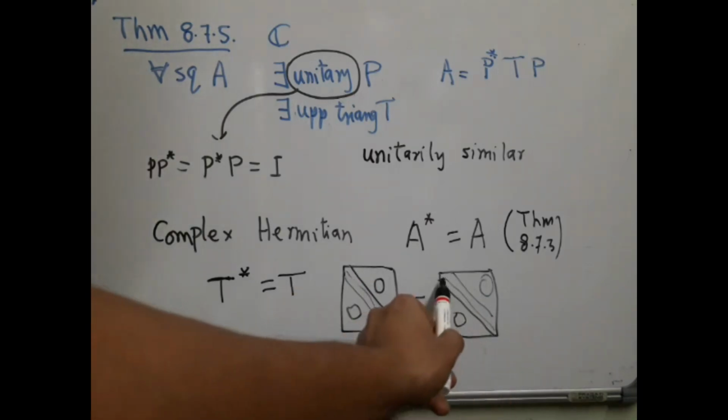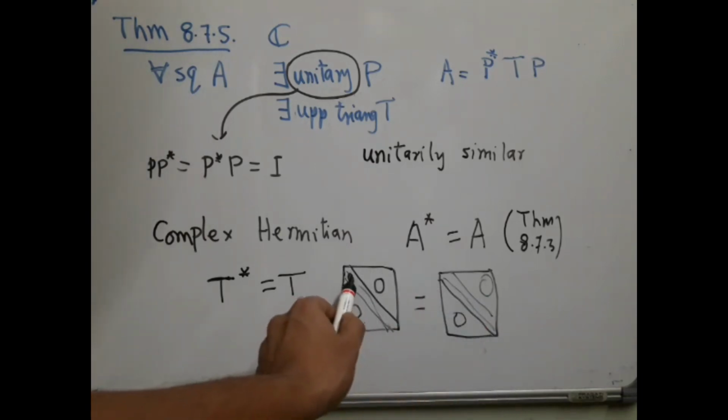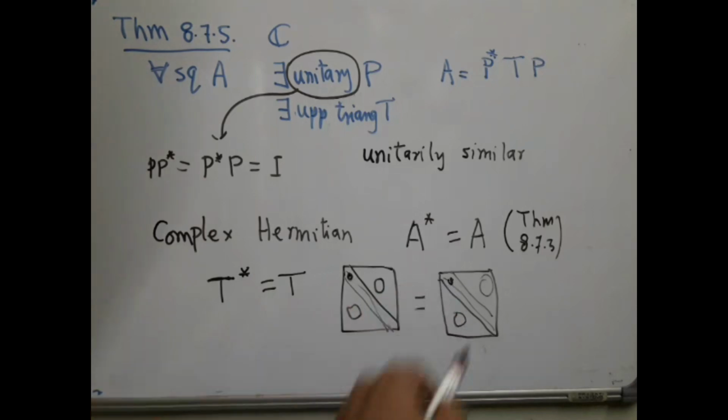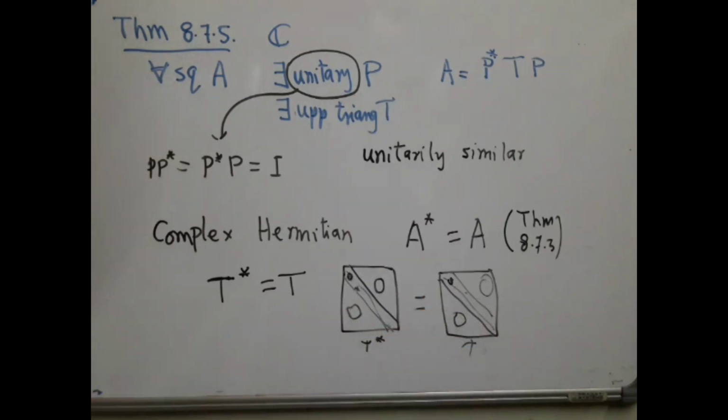Now remember, whatever you have here is just the complex conjugate of this. So this number is the complex conjugate of this number. This is my T star and this is my T. So this number must also be real. So all these things must be real. So if I additionally give you that A is an upper triangular matrix, you immediately conclude that this matrix must be actually a diagonal matrix with real entries.